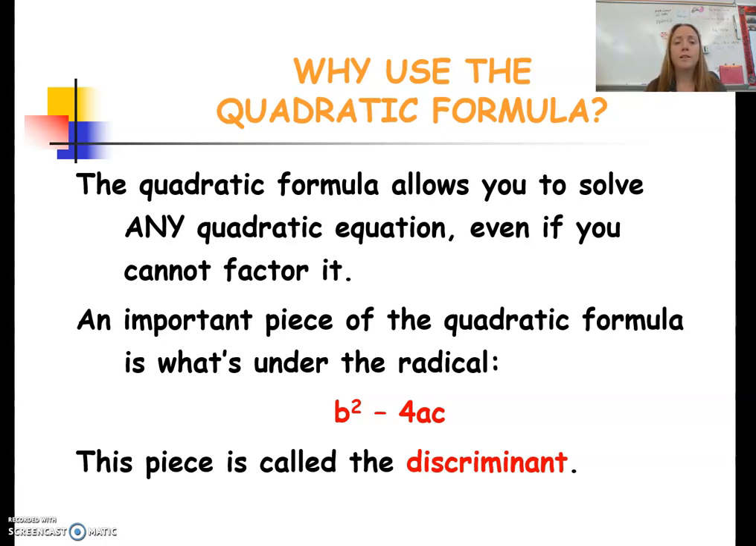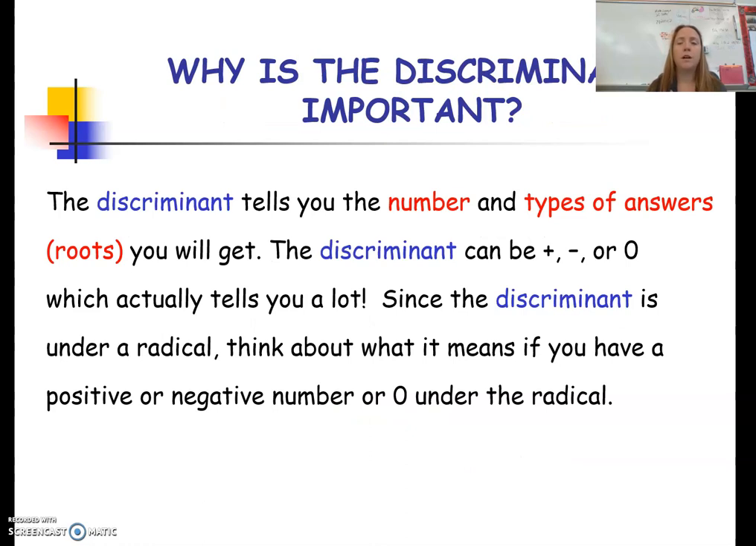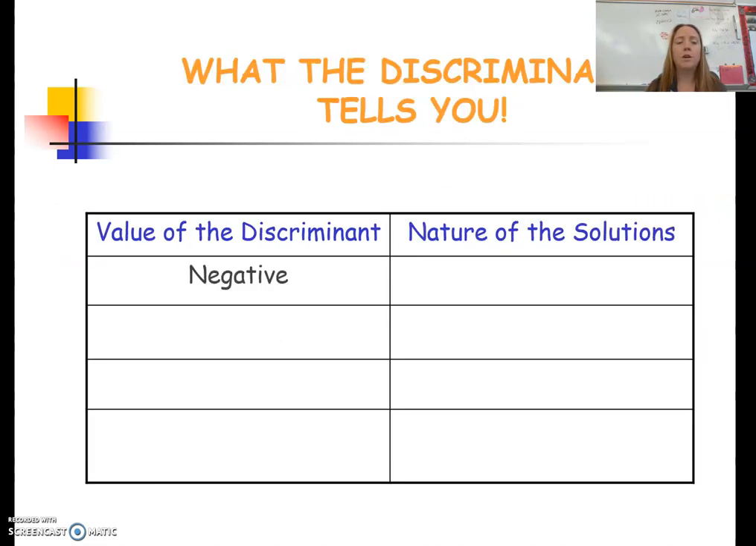The discriminant tells us a lot about the types of roots that we're going to have. So why is it important? Because it's underneath the radical, you have to make sure about the types of numbers that can be underneath there. It could be a positive number, a negative number, or the value of 0. Depending upon whether it's positive, negative, or 0, it will tell you what types of roots you're going to end up with. So please fill this chart in as we go.